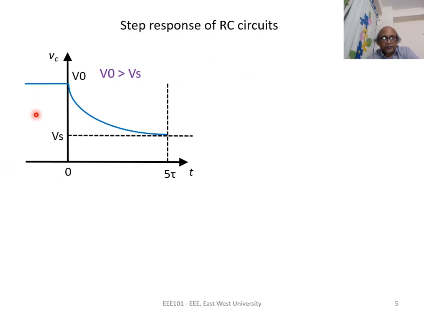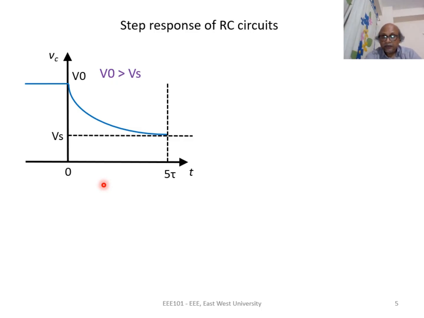So, the difference between source-free response and the step response is here. In source-free response, the capacitor voltage discharges all the way to 0. But in step response, because of the presence of the independent source in the circuit, after the switching, the capacitor does not discharge fully. It discharges partially. When the capacitor voltage becomes equal to Vs, the capacitor voltage gets fixed and it does not discharge anymore. So this Vs voltage can be treated as the final voltage of the capacitor.